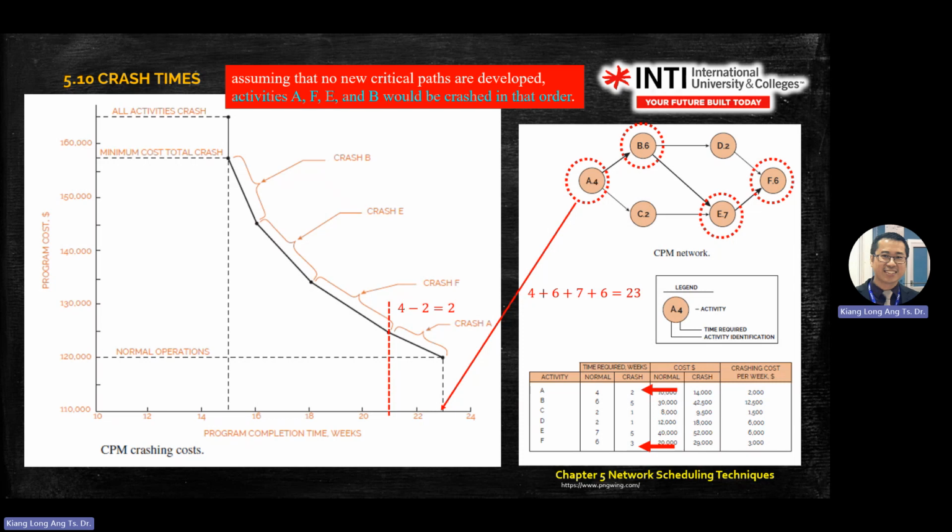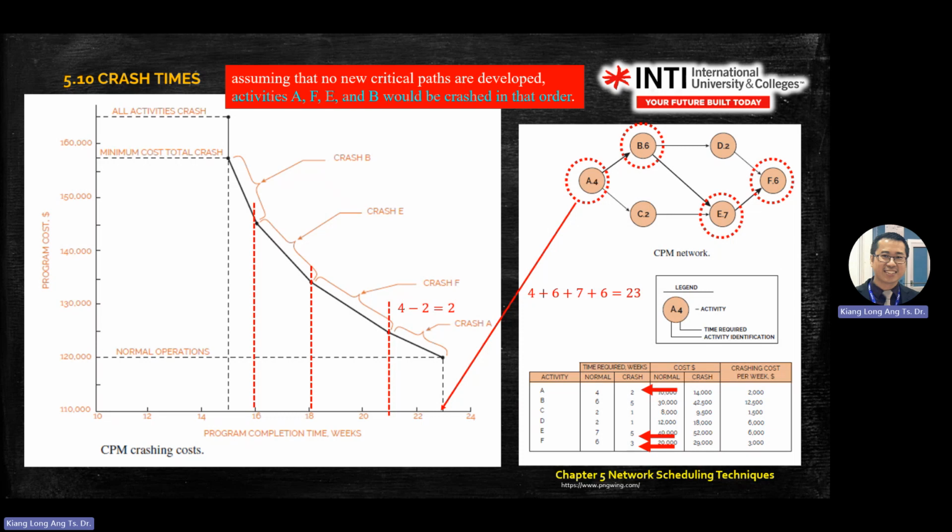The crash cost will be 14,000 if you crash for 2 weeks. I draw the vertical line first. So for 2 weeks, you reverse 2 from 23 to 21. Then you go to F. F is 3 weeks, so 21 reverse back 3 weeks. Sorry, 5 weeks. 5 weeks.